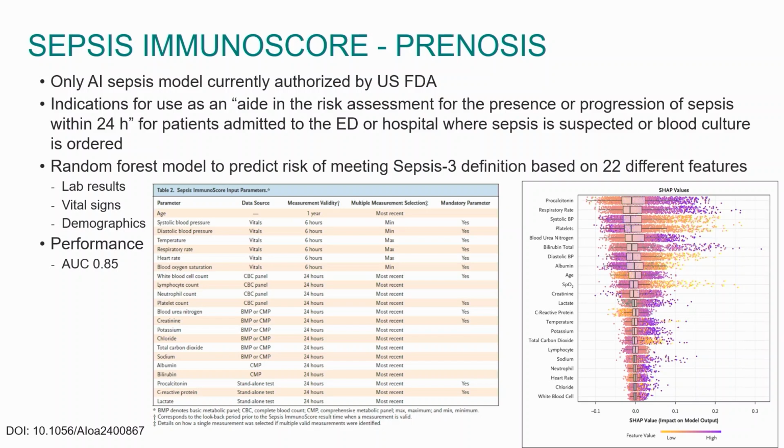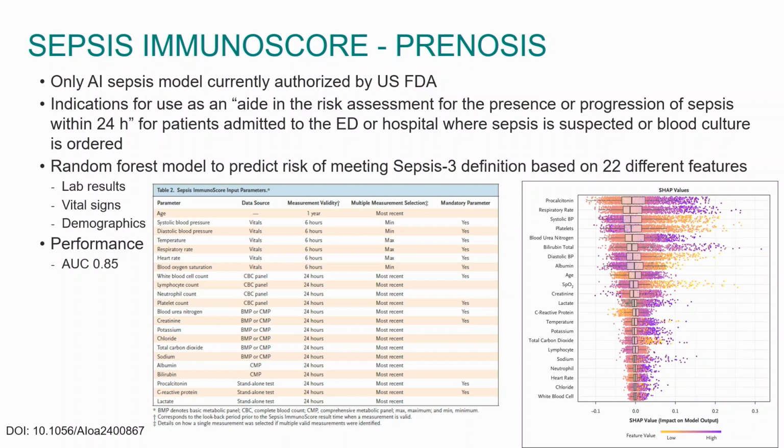So what are the kinds of markers included in the Prenosis ImmunoScore? You'll all get these slides because you may not be able to read the graph on the right of the slide. But it includes things like procalcitonin, respiratory rate, systolic blood pressure, platelet count, blood urea nitrogen or BUN, bilirubin, age of the patient, lactate, temperature, as well as sodium and neutrophil counts.